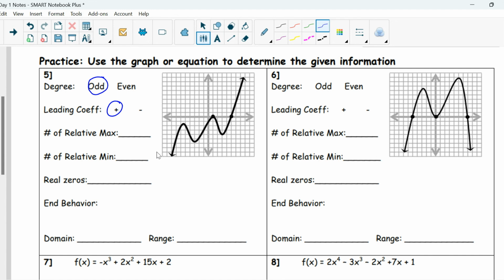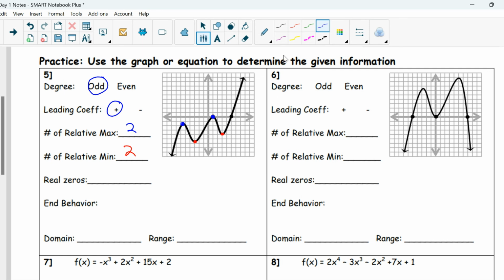Okay, number of relative max and minimums. So we're going to count our peaks. I have one peak right here and another peak here. So this tells me we have two relative maximums. And conversely, we have two valleys, which would represent my relative minimums. And we have two of those as well.